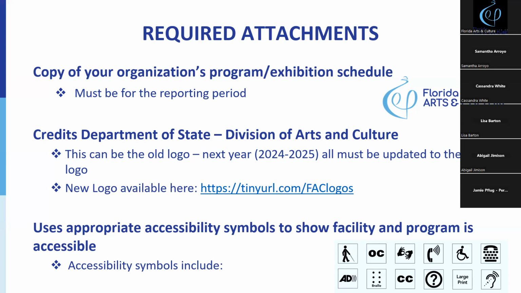The other thing we are looking for is appropriate accessibility symbols to show that the facility and program is accessible. Use of accessibility symbols is strongly encouraged for all marketing materials, including brochures, programs, catalogs, any other printed materials, websites, and digital communications. Please see the graphic on the slide for some of the accessibility symbols you might use.